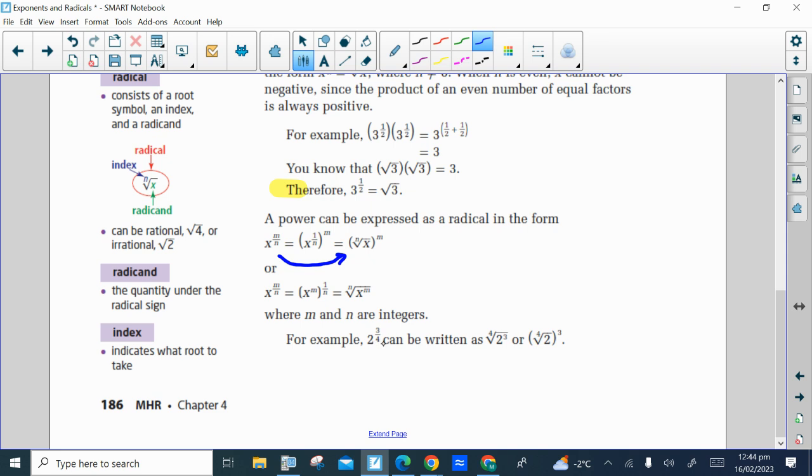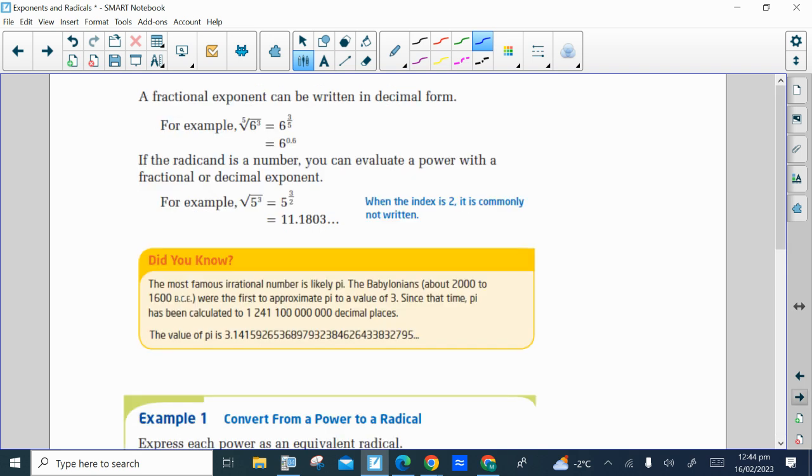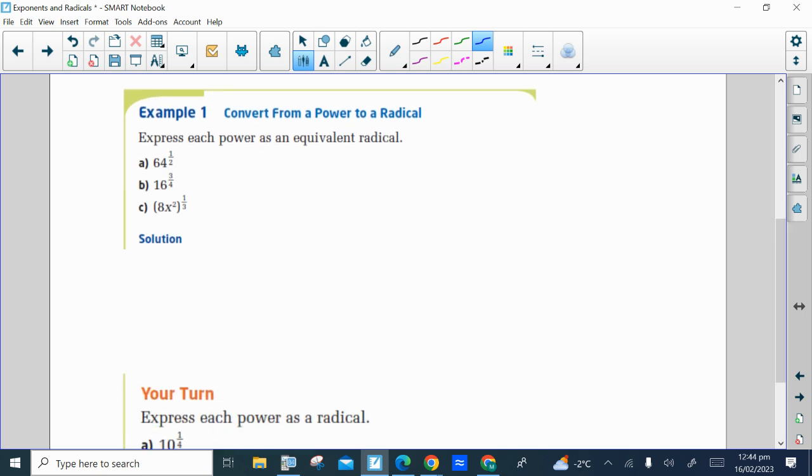The denominator tells you what the index is. It tells you the root. The top number tells you what power it's raised to. So we've talked about this before. This is nothing new. Okay? So example 1 says, express each power as an equivalent radical. So the first one, 64 to the 1/2. The denominator tells you what root it is. So denominator of 2 means square root. And when it's a square root, you don't have to put the index 2. You can if you want, but it's not necessary. So it's a square root of 64 to the power 1. And you might know that the square root of 64 is 8. That is true. But the question asks us to write it as a radical. So that's what we've done.